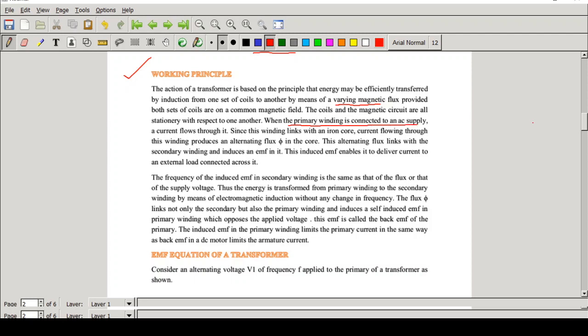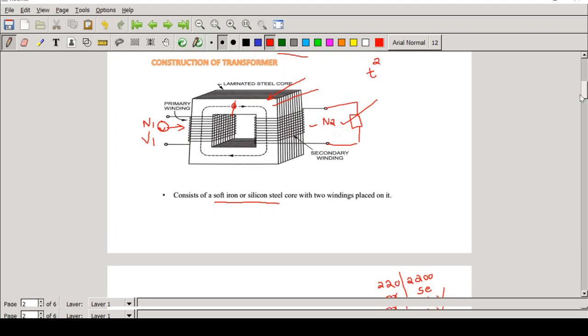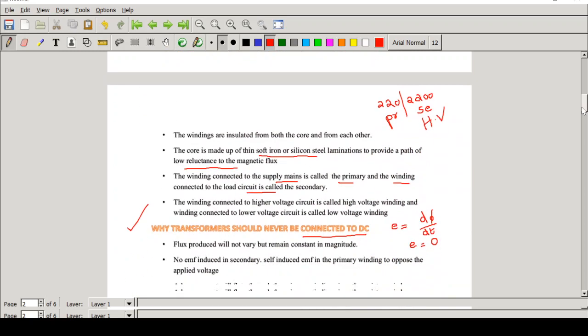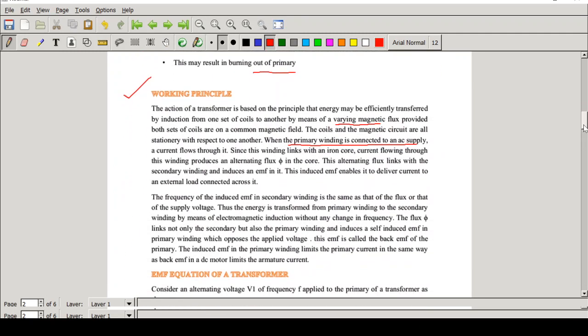That means you are giving an input voltage. If you see here, we are giving an input voltage V1 to the primary. Then what will happen? Obviously a current will flow, right? And this current which is flowing through the primary winding will produce a flux phi. Now what does this flux do? This is a changing flux, and it will link with the secondary winding, and thereby an EMF is induced in it, and this EMF will cause a current to flow through the load. So this is the basic working principle of a transformer.